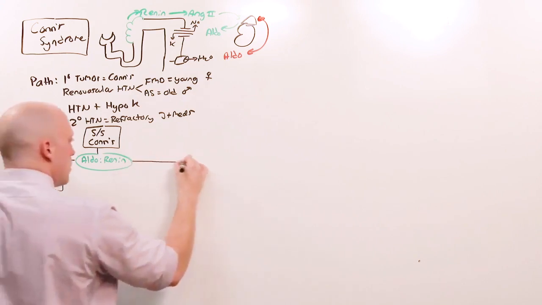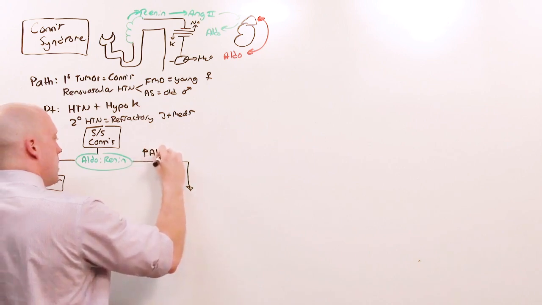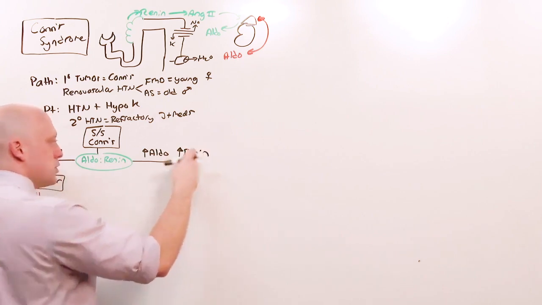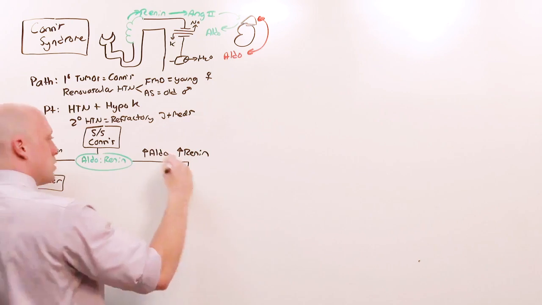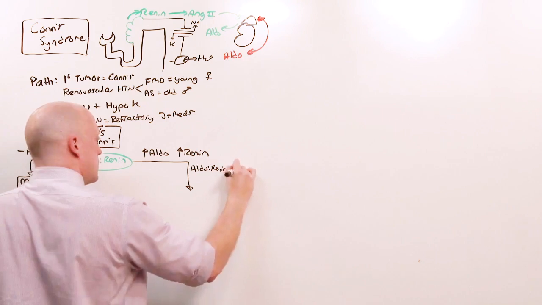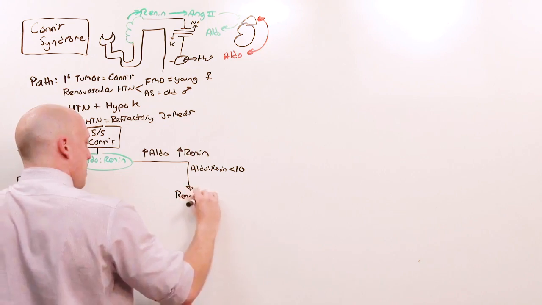If aldo is elevated, and so is renin, that means that renin is driving that aldosterone elevation. The aldo to renin ratio is less than 10, then you have renovascular hypertension.